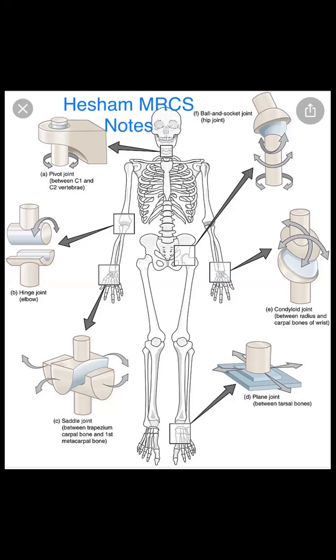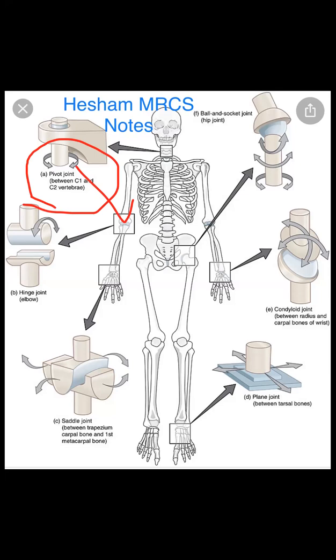Another one, types of joint all over the body. This is an important picture, and this is usually one question that comes in the exam every time, types of joints of the body. Initially, I will start between the atlas and axis, which is called a pivot joint. Okay, this is a type of joint which is called pivot joint.